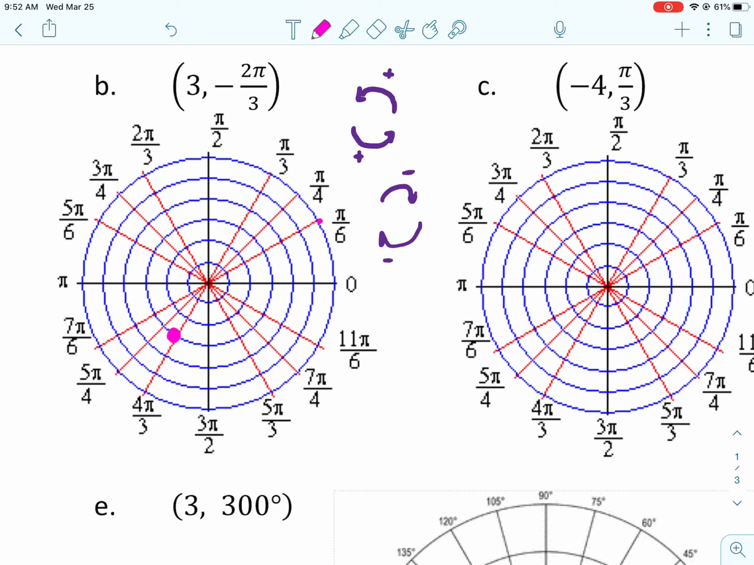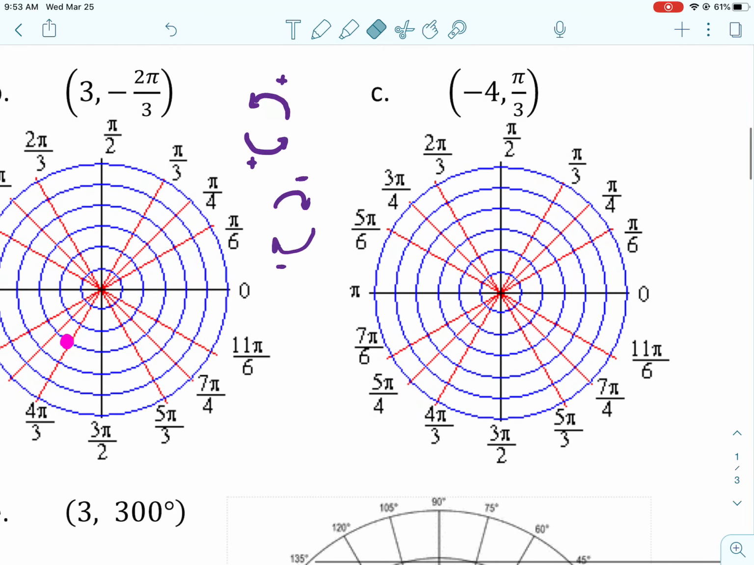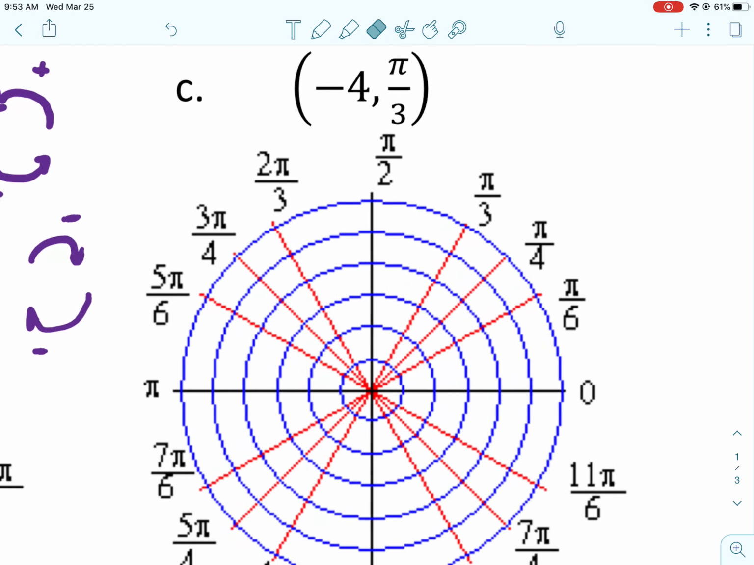Now what some people do, because I have a hard time visualizing it, is they count how many marks it is to go around. So to get to 2 pi over 3 is 1, 2, 3, 4, 5. And so what they would do is rotate 5 marks in the negative direction, and then that takes you to your negative 2 pi over 3.